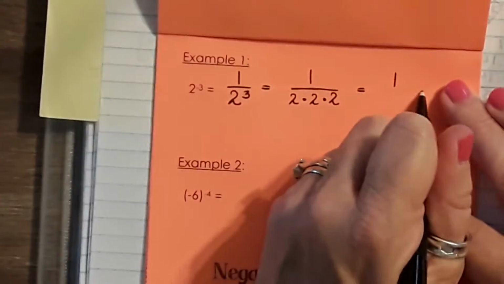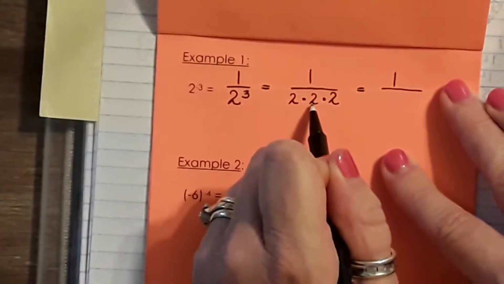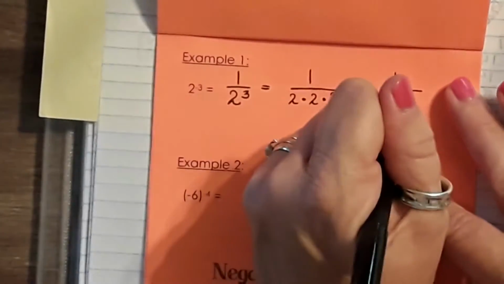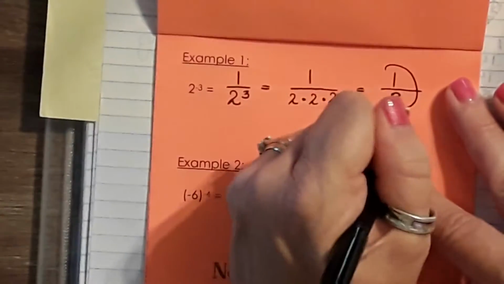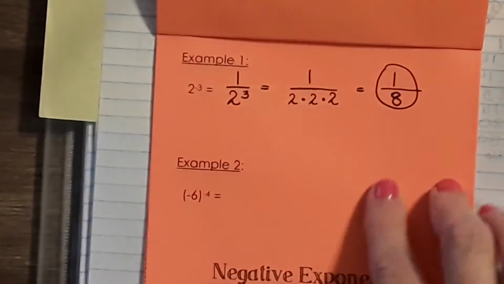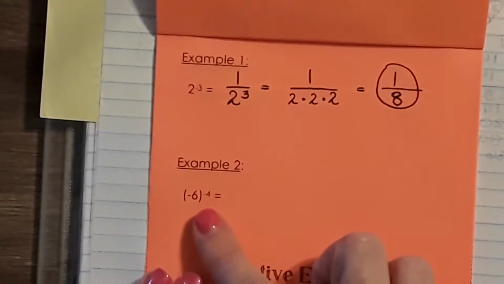Again, 2 times 2 is 4. 4 times 2 is 8. So 2 to the negative 3 is really 1/8. All right? Let's look at the next one.